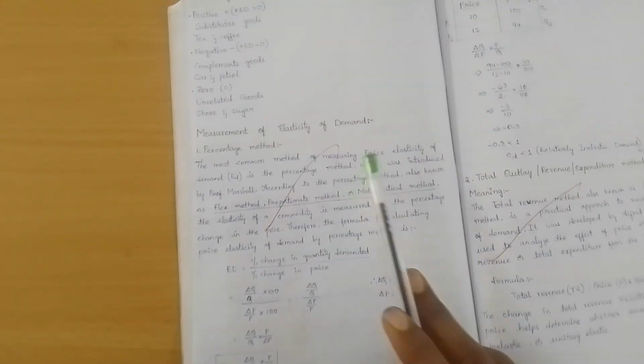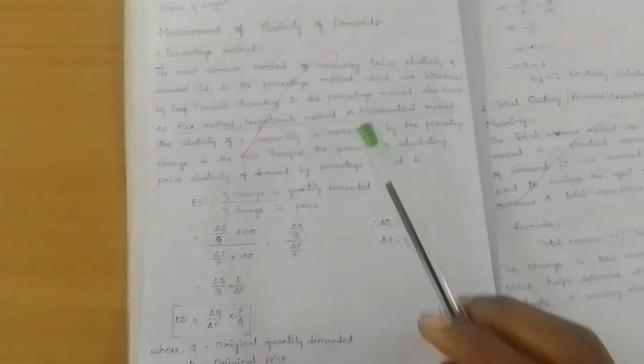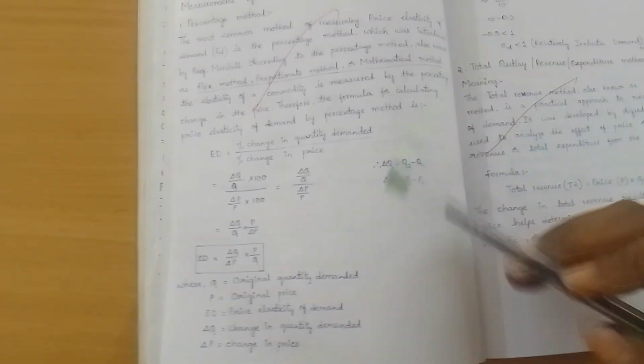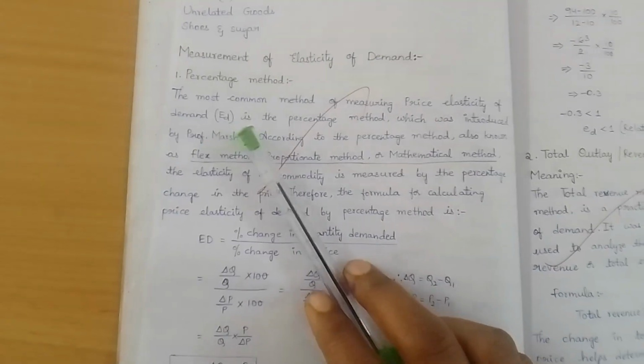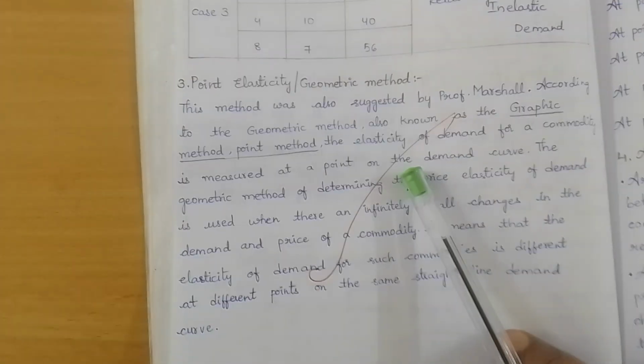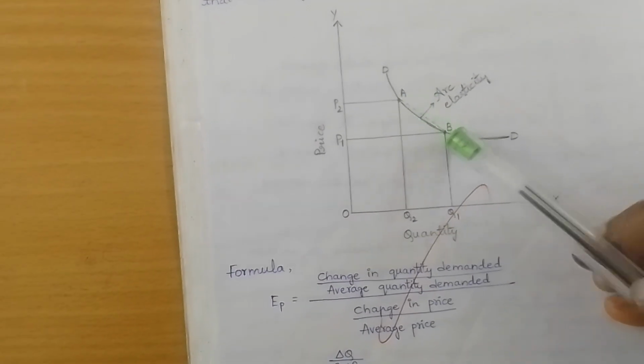Now comes your measurement of elasticity of demand. So there are 4 different types of measurement of elasticity of demand. For each of these you will have to use the formula along with an example. So remembering of this formula is very important. The first one is percentage method, next one is total revenue or total outlay method. This is the graph and the table for this. Next is point elasticity or geometric method. The formula for this is this, the curve and the calculation. Next is arc elasticity or mathematical method. It is like this. You will be drawing an arc, and at one particular point you will be measuring. This is the calculation part.